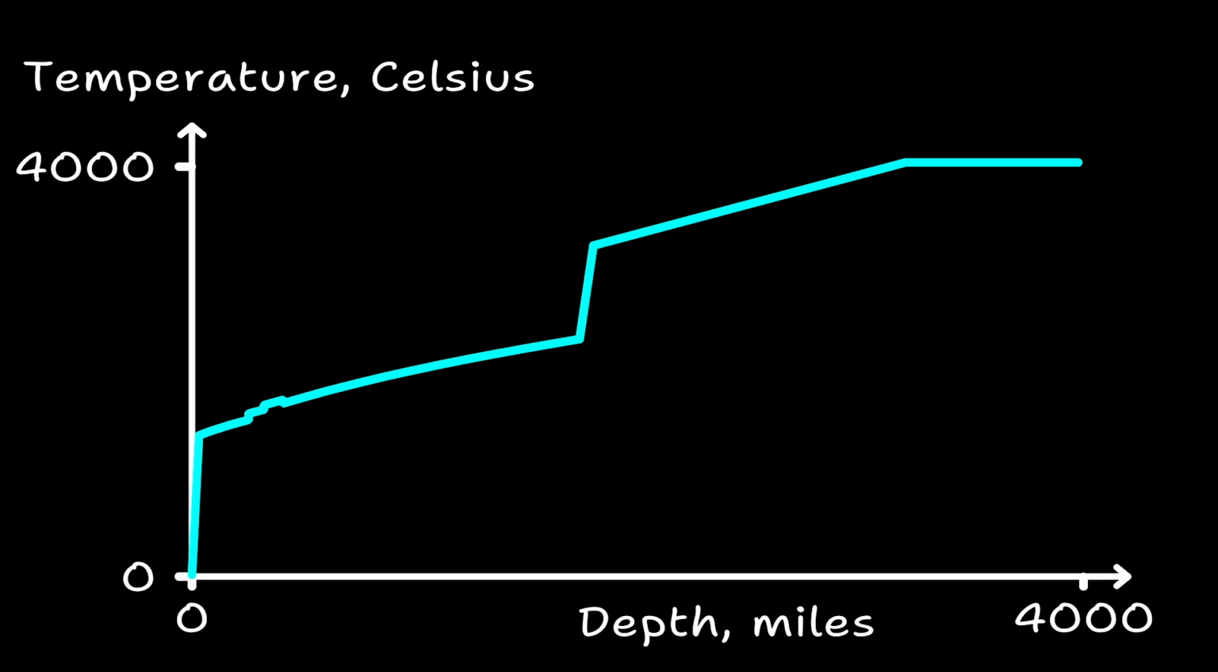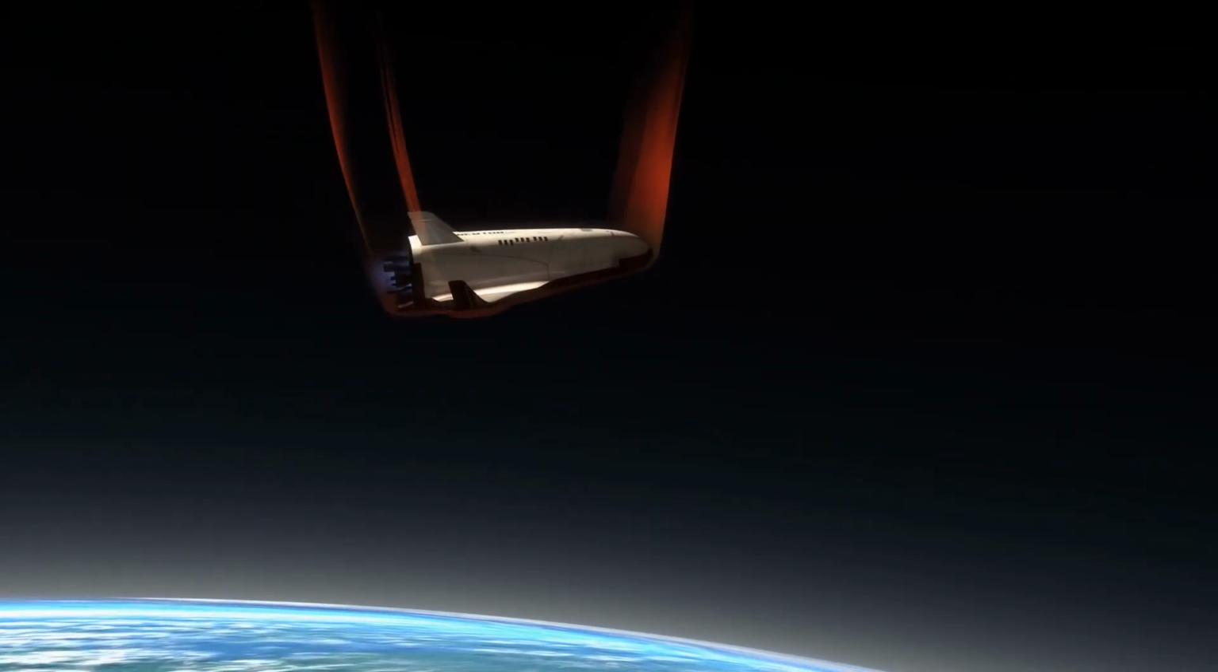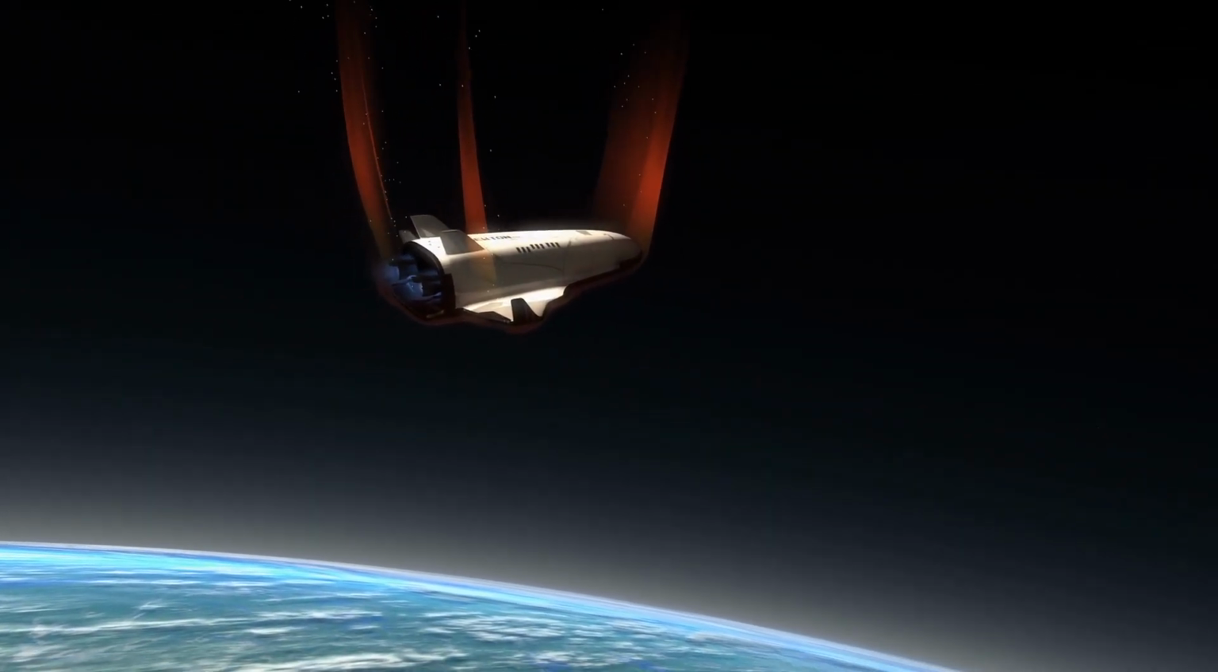So going back to our graph of temperature against depth under the ground, if I draw a line at 1000 miles, we can see the temperature is around 2000 Celsius, above the temperature of space shuttle re-entry. So yeah, temperature sounds pretty challenging too.